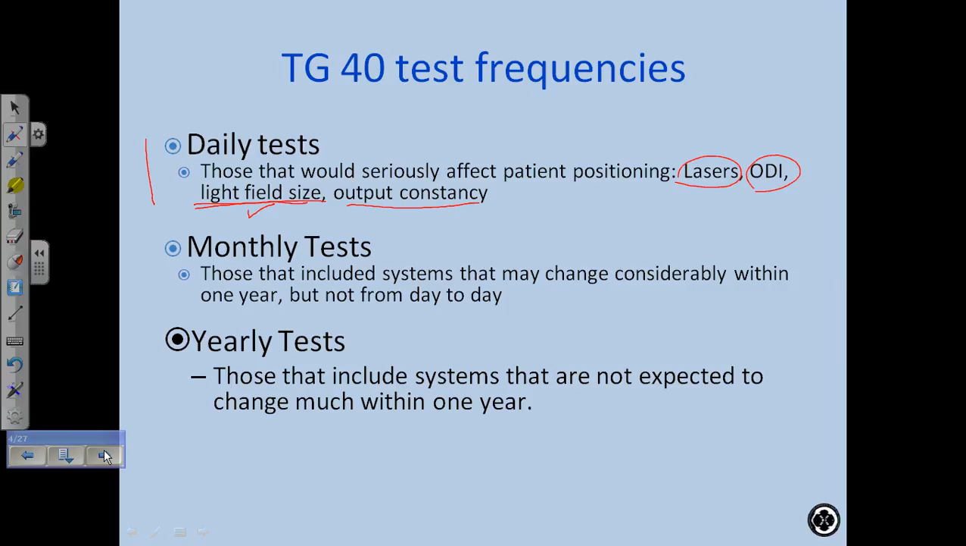Now, some places will do output constancy on photons only, and only on electrons if they're treating with electrons. In my opinion, that's not the best practice, because when doing output constancy you've got your equipment set up, so you might as well do all the energies. That way you can track the constancy of your electron energies, because there could be energies that have fluctuated more than others.